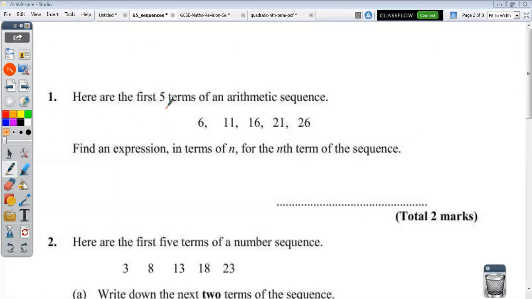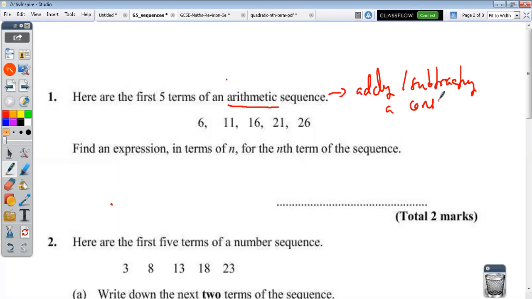Okay, we're given here a list of 5 terms of an arithmetic sequence. So in math, we've got arithmetic and geometric sequences. An arithmetic sequence is when you are adding or subtracting a constant term throughout. We call that arithmetic progression.